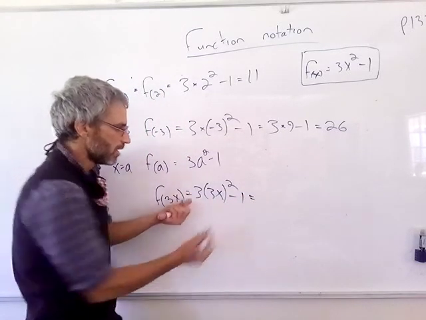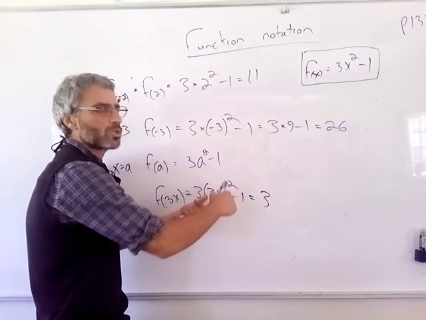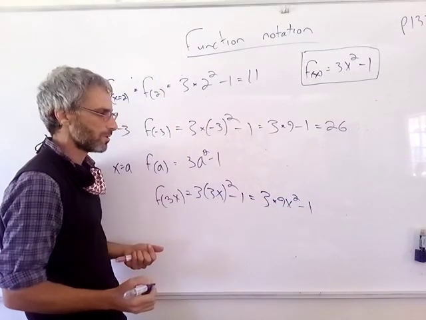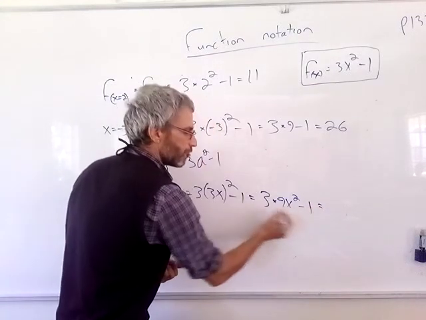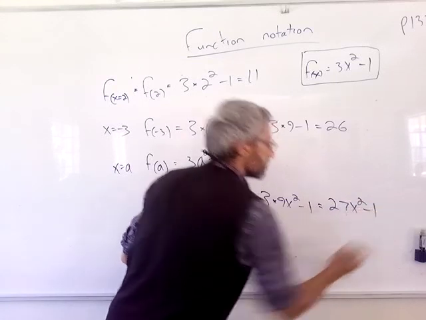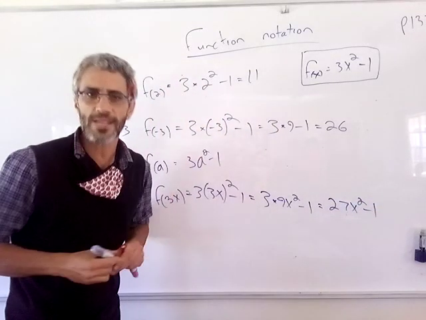It's easy, right? It's 3 times, what is 3x squared? So it's 9x squared minus 1. What should I do now? So you do the multiplication. 3 times 9? 27. 27x squared minus 1. That's it. It's easy, isn't it?